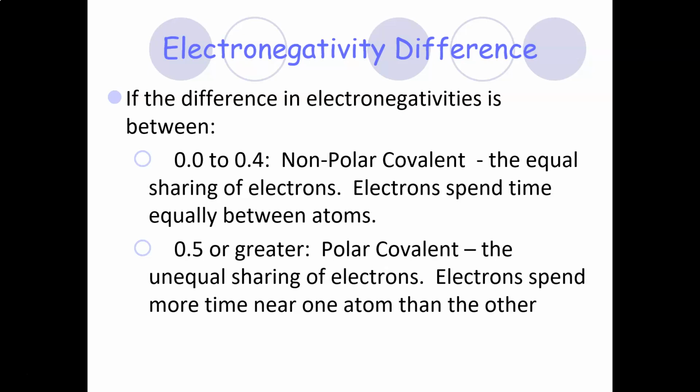With a polar covalent bond, now we've got an electronegativity difference of 0.5 or greater, which is what you saw with hydrogen and oxygen. Oxygen is 3.5, hydrogen's 2.1, so you have well over a value of 1 for the electronegativity difference. So that means that oxygen is pulling the electrons strongly, and the electron doesn't spend as much time around hydrogen as it does around oxygen.